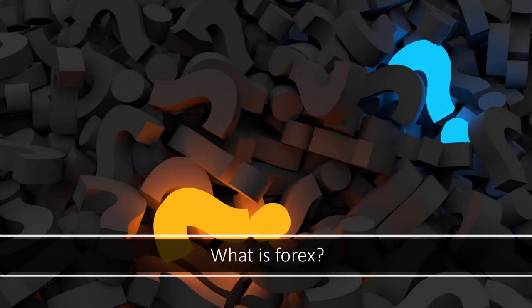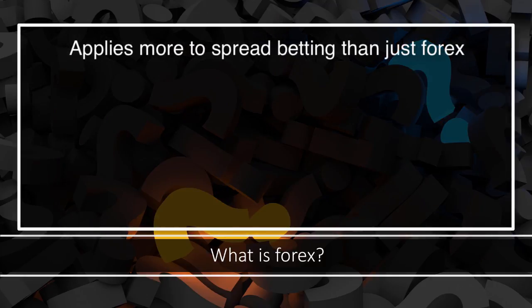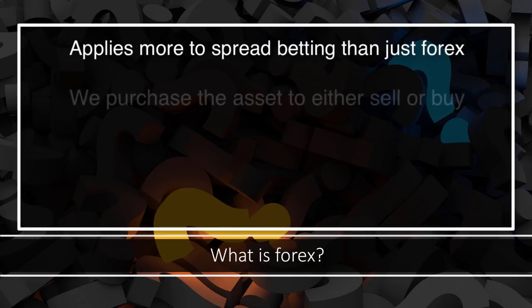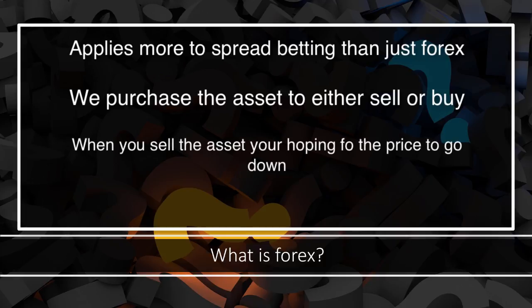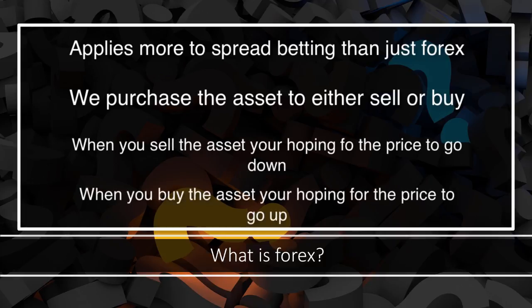Forex, on the other hand, is slightly more involved than binary. We're talking more specifically about spread betting on Forex here than just Forex in general. With spread betting, you purchase a certain amount of that underlying asset to either sell or buy. When you sell the asset, you're hoping for the price to go down, and when you buy, you're hoping for the price to go up. You then make or lose money with each price point movement.